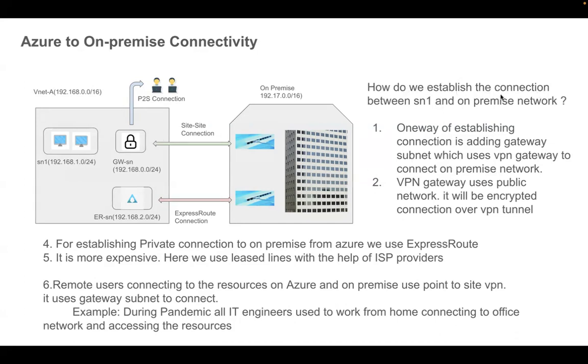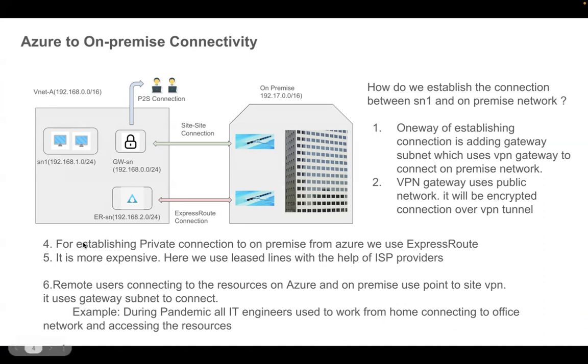So how do we establish the connection between subnet 1 and the on-premise network? One way of establishing connection is adding a gateway subnet, which uses VPN gateway to connect to the on-premise network. VPN gateway uses the public network. It will be an encrypted connection over the VPN tunnel.